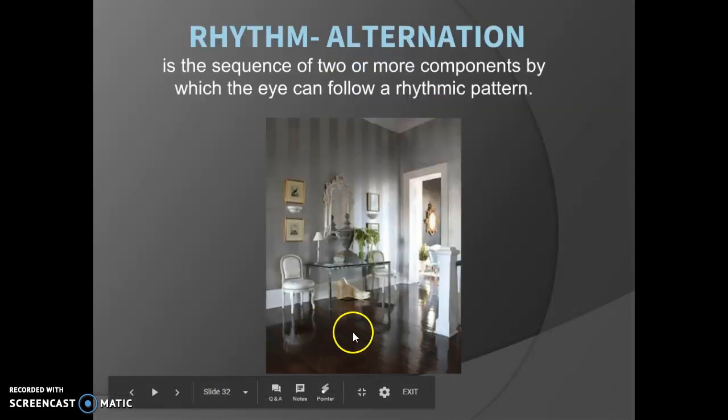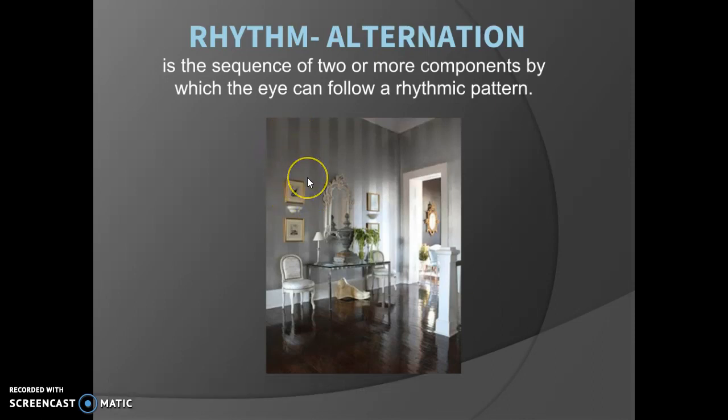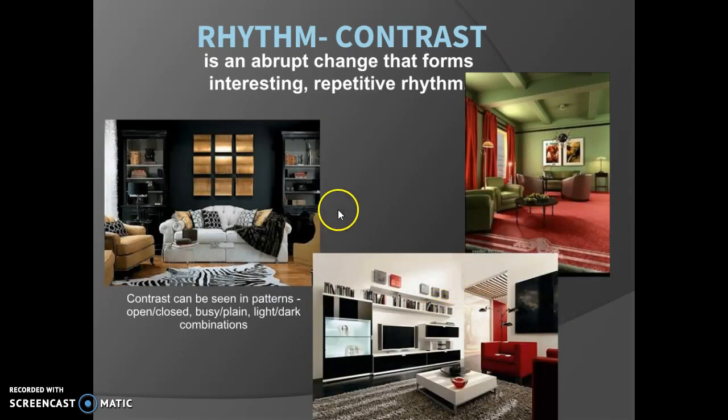Then we have rhythm with alternation, and that's a sequence of two or more components that are following a rhythmic pattern that the eye can follow. So here you have the alternating of the two colors on the walls. So that's leading your eye across, but it's an alternation of patterns, an alternation of colors. Okay, here then we have rhythm with contrast.